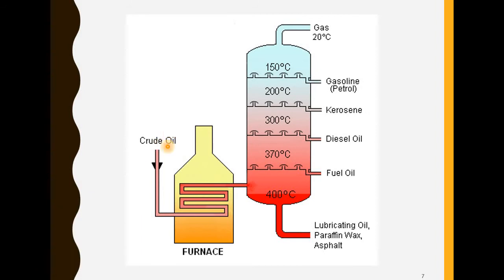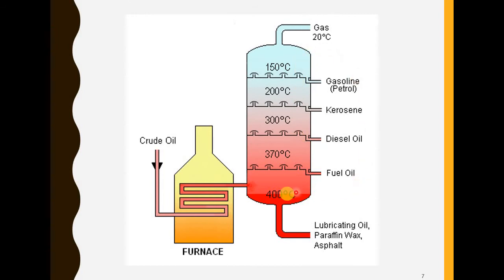So this is crude oil. With crude oil, we will apply heat. The furnace is the unit operation to apply heat. We will do heating here, so the crude oil will be heated up to a certain temperature. We know that crude oil is a mixture of many components, so when we heat it up, the crude oil will be separated into its components.